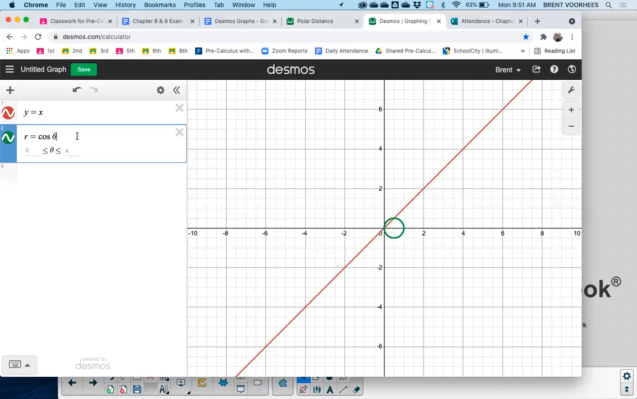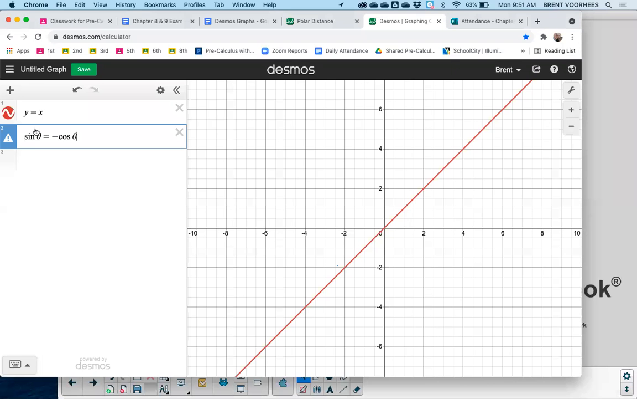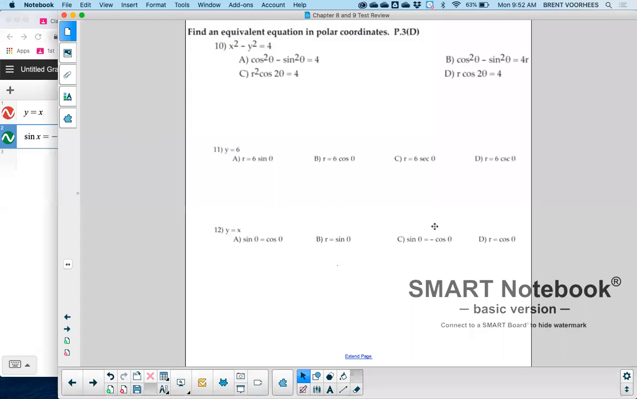But I'll try it. So I'm going to type in sine theta equals negative cos theta. Now, when you're looking at that, nothing graphed. That's because there's no r. So you see how it says polar equations must have an r. So if you don't have an r, just put x's in instead of theta. Ooh, that's not giving me the correct graph either. I'm going to have to check on that, why we don't have a correct answer there.